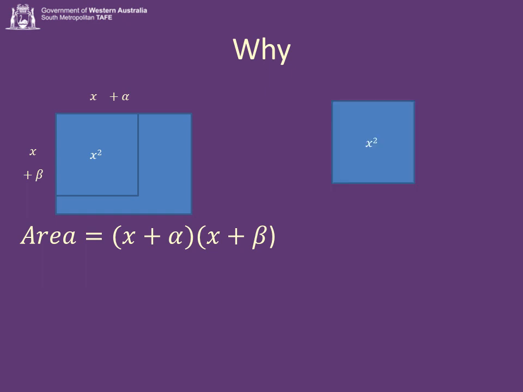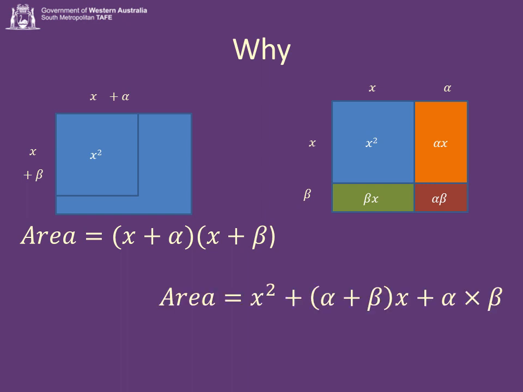Another way of finding the area: say we started with a square, had area sides x by x, and it grew a little bit on the top by a bit, say alpha, so that little rectangle there has got an area alpha x. It grew a little bit up and down, say beta, so that little area there has got an area beta x. And then in the bottom corner there's a little rectangle which has an area alpha beta. When we put all that together, the area's x squared, the square, plus alpha plus beta, the two wings, times x, plus alpha times beta, that's the little square at the bottom.